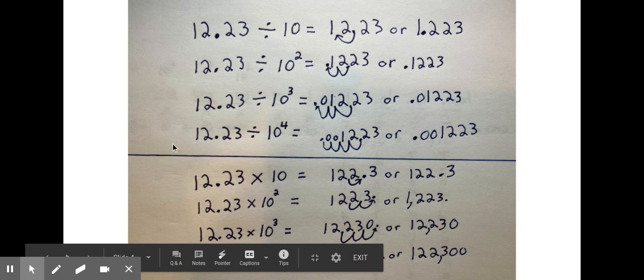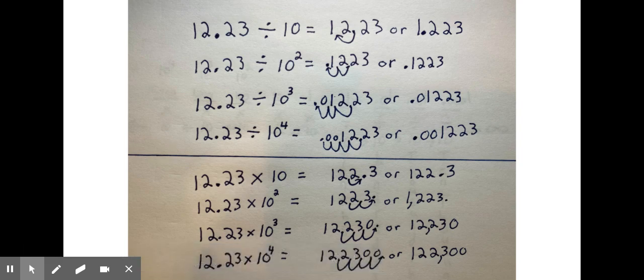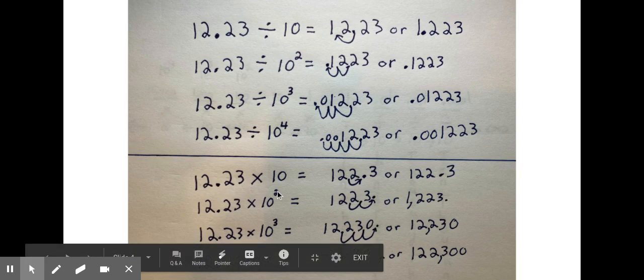Okay, well, let's now multiply 12 and 23 hundredths times 10 to the second power. That means it's going to move, you guessed it, 2 places to the right. Let's do it. We'll move that decimal. 1, 2. Now we have 1,223.